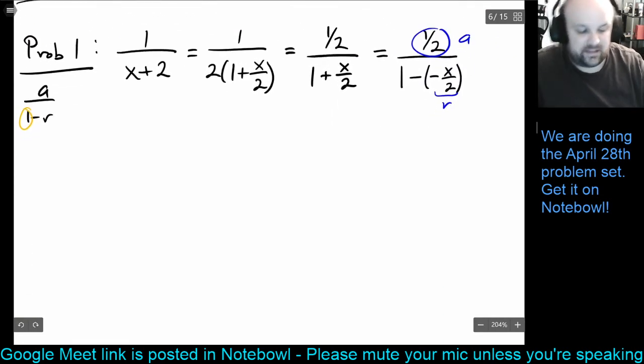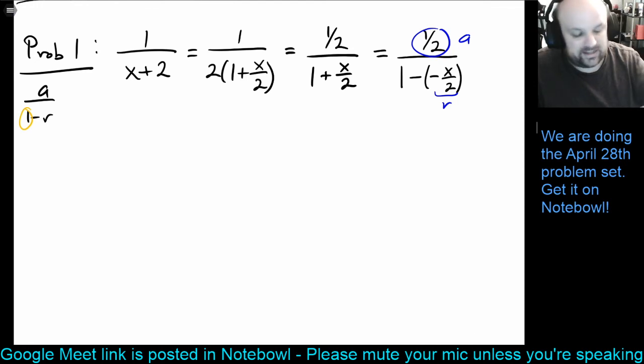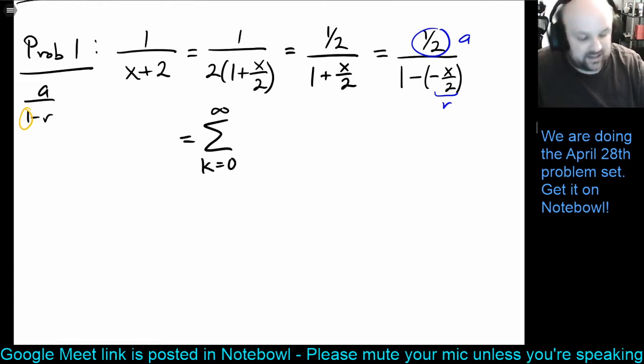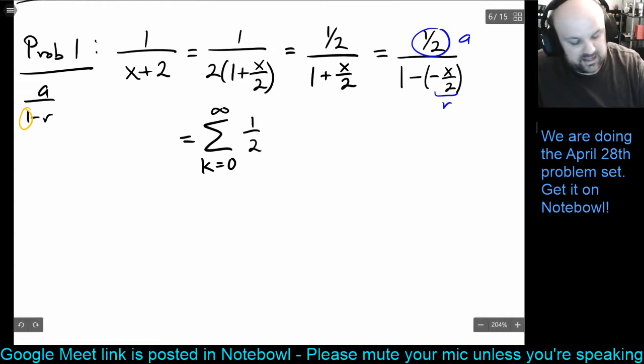And so we can make a power series, right? We can turn this back into a geometric series. This is the sum from k equals 0 to infinity. Remember, a geometric series is a times r to the k. So it's a, which is 1/2, times r to the k.